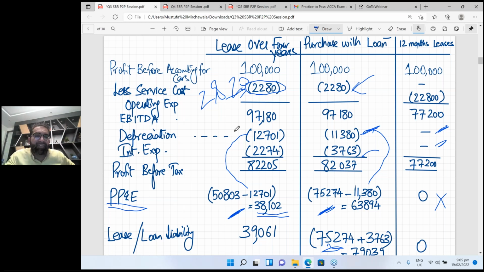Think over it. Similarly, in option number 1 and 2 there is a lease liability. So option number 1 and 2 is not good for the gearing ratio. But in option number 3 there is no liability, so option number 3 is good for the gearing ratio as well.